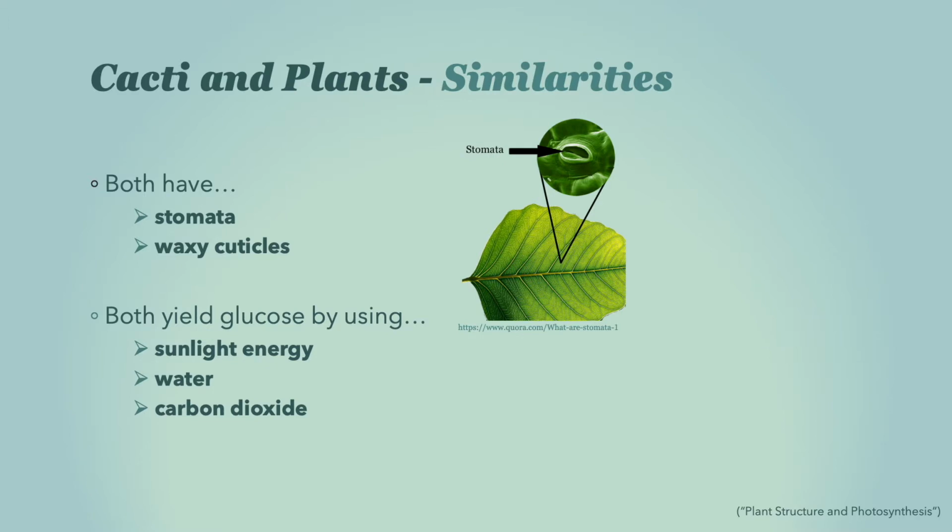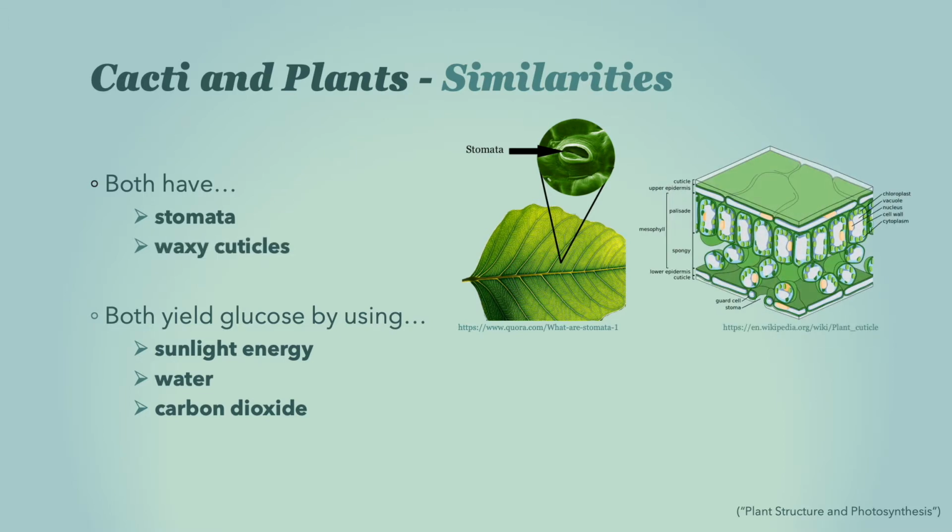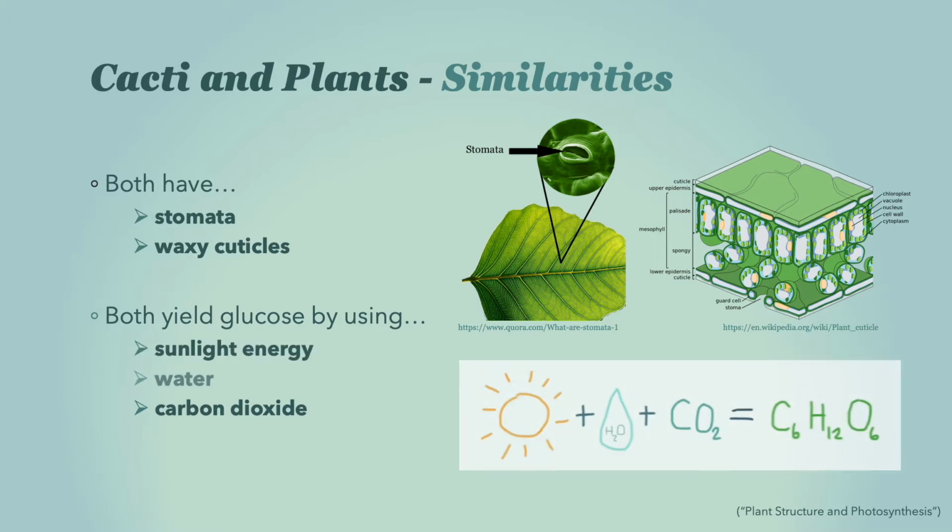transparent layer of cells called the epidermis. Epidermal cells secrete a waxy substance that forms a waterproof coating called the cuticle. Accordingly, both cacti and plants have waxy cuticles, which mainly aid in retaining water. Another similarity is that they both use sunlight energy, water, and carbon dioxide to yield glucose, also known as sugar, which is essentially a source of food and energy for both cacti and plants.